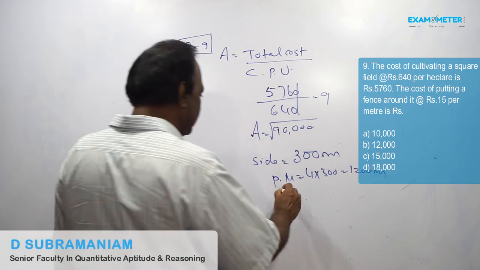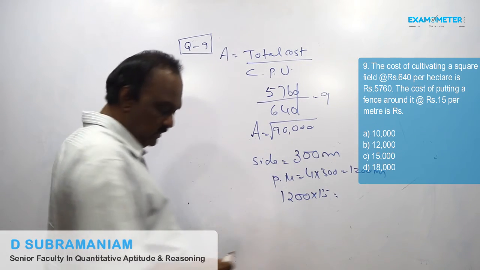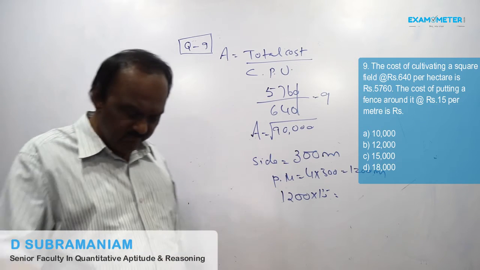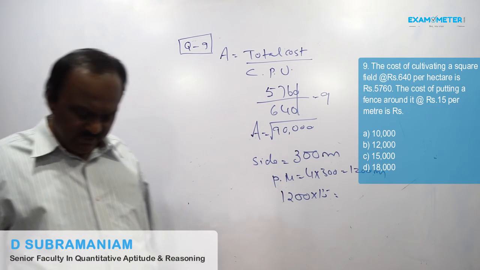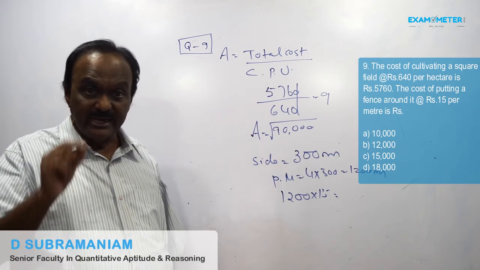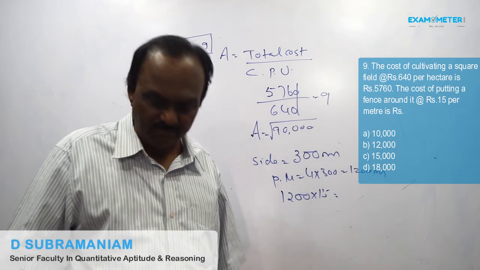For each meter, they are charging 15 rupees. They are asking cost of putting a fence around it. Multiply these two, you will get 18,000. So answer is 18,000, that is D.